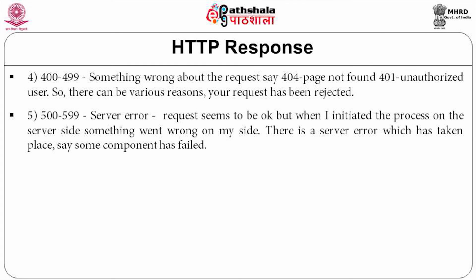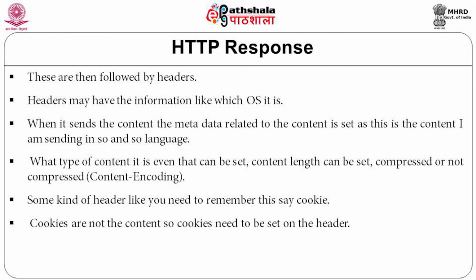So these are the various categories of response codes which you have in your response. The first line in an HTTP response is the response line, containing the protocol version, the response code, and some text corresponding to the response code. This would then be followed by a set of header lines. There'll be headers to indicate which server it is, which OS it is, and when it is sending content, the metadata related to the content.